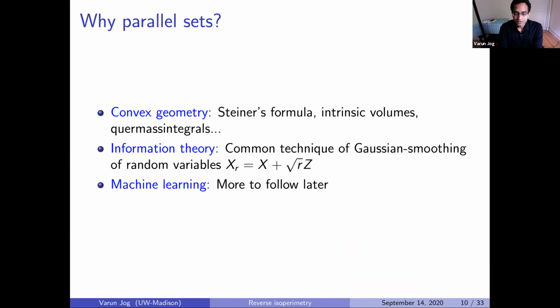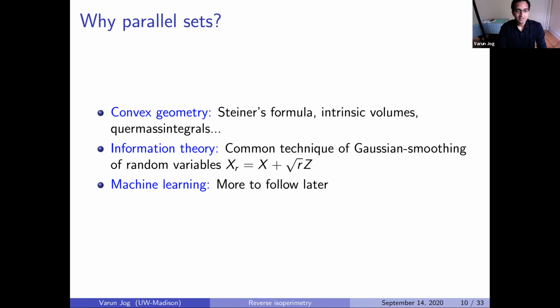So why am I considering parallel sets in this talk? Well, there are three main motivations. One is that parallel sets are by themselves very important in convex geometry. They show up in Steiner's formula for the volume of a set plus a ball, which is related to intrinsic volumes, and the coefficients of Steiner's formula are related to intrinsic volumes and quermassintegrals. So these parallel sets are already there and well studied in geometry.